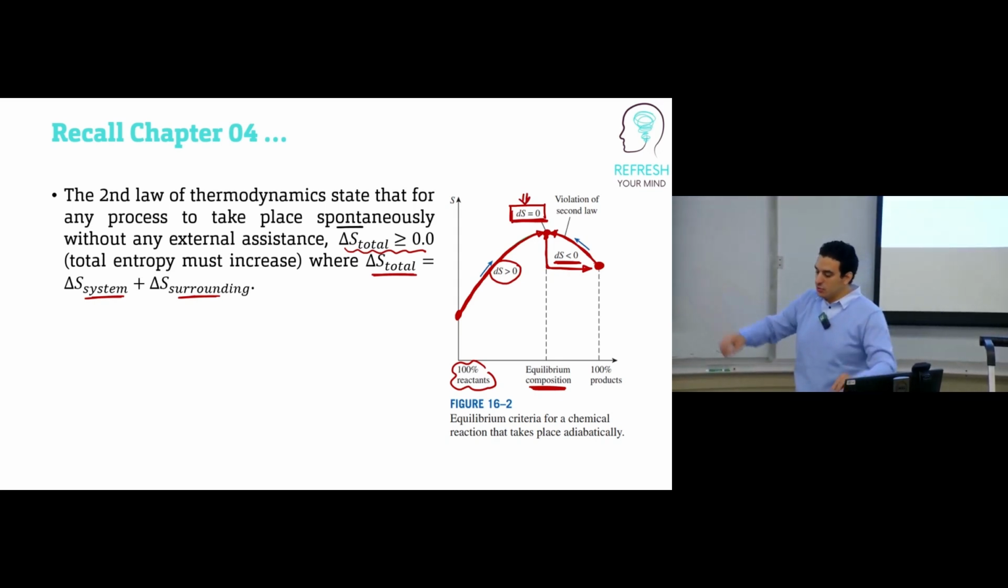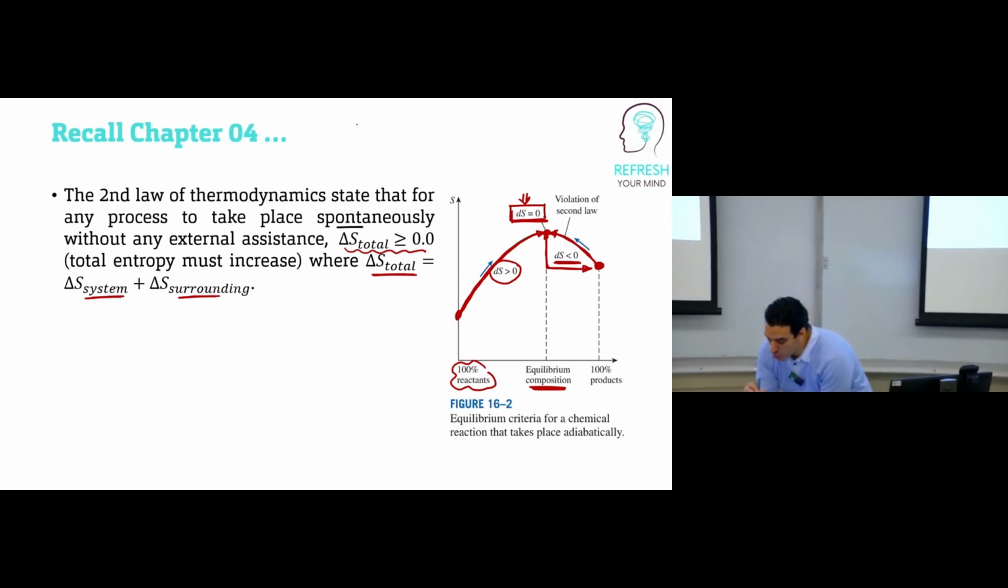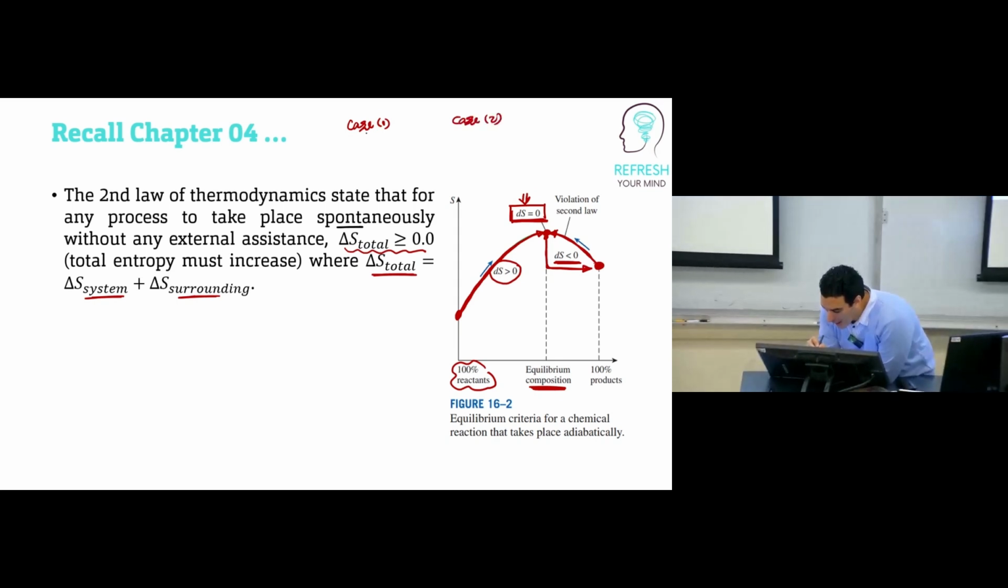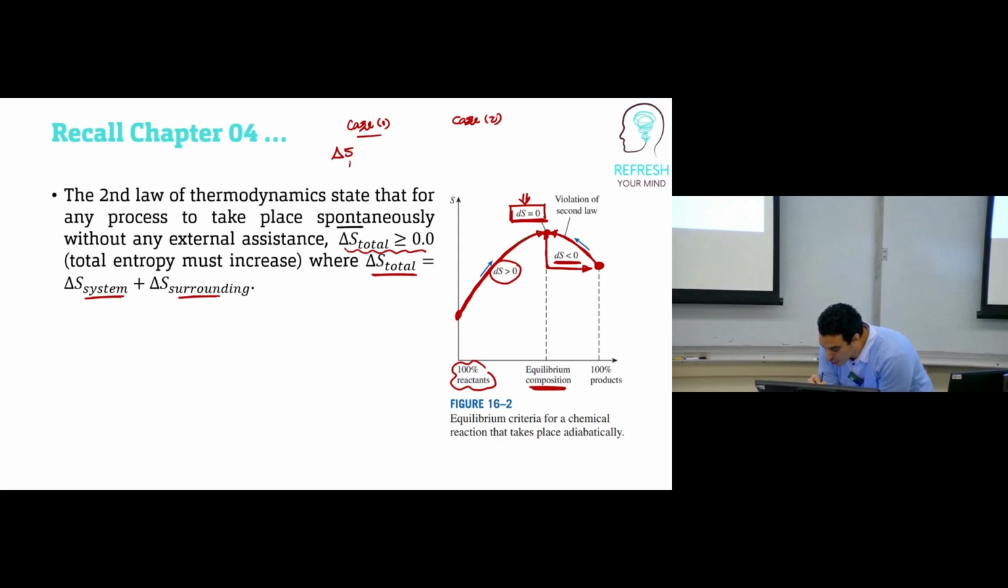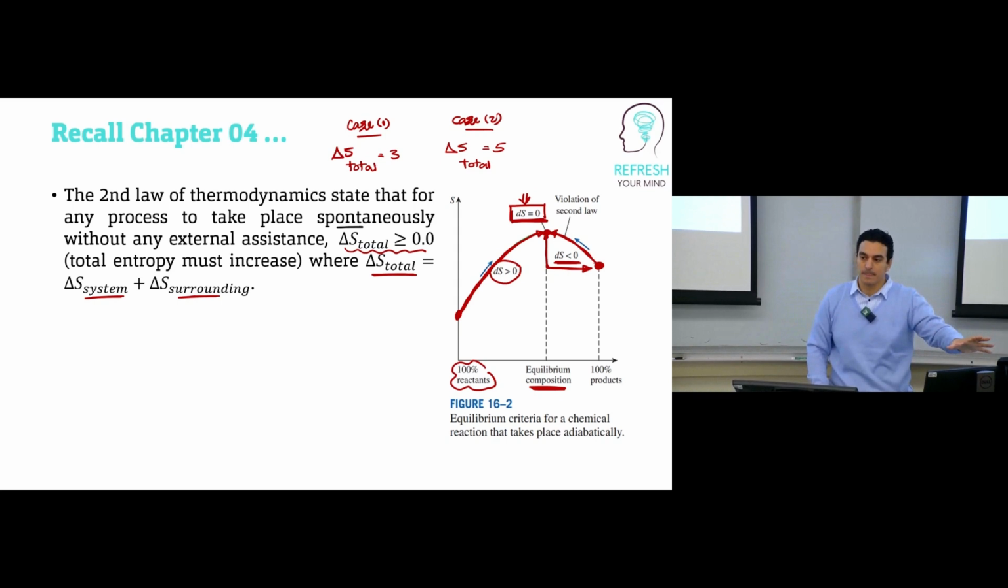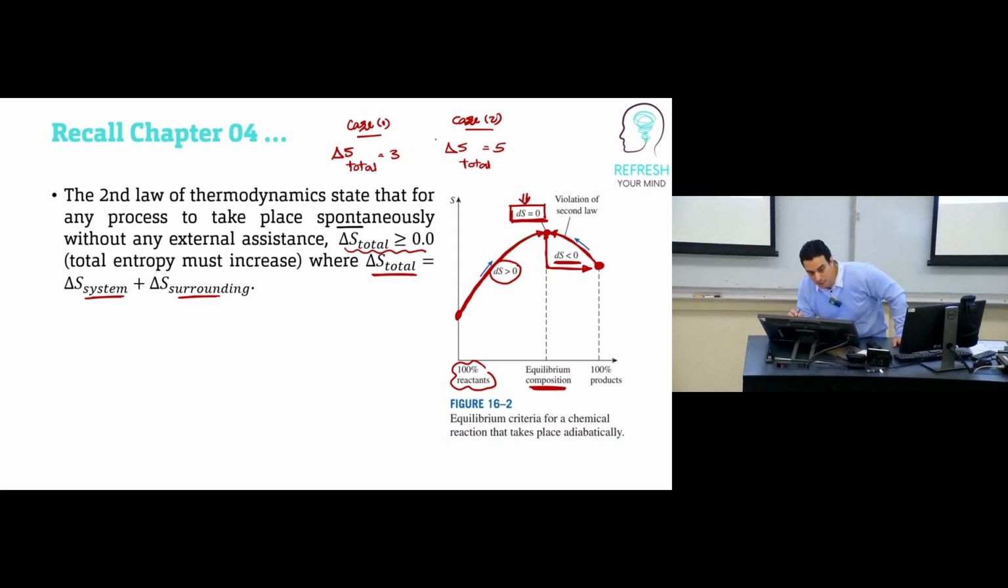So if I give you two cases, for example, case 1 and case 2. For case 1, I give you the total entropy change is 3. For case 2, the total entropy change is 5. And I ask you what will be the direction of the process. Will case 1 move to case 2 or the opposite? It goes from 1 to 2, because the process always moves from lower entropy to higher entropy.